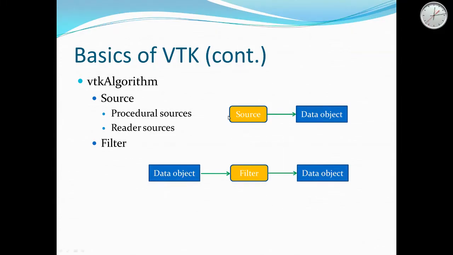Sources don't have any input, but they produce one or more outputs. But in most cases, you only produce one output. Filter, on the other hand, takes one or more inputs and produces one or more outputs.